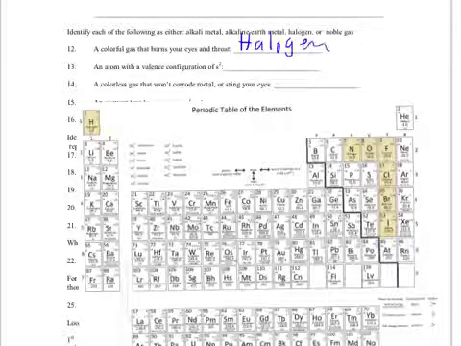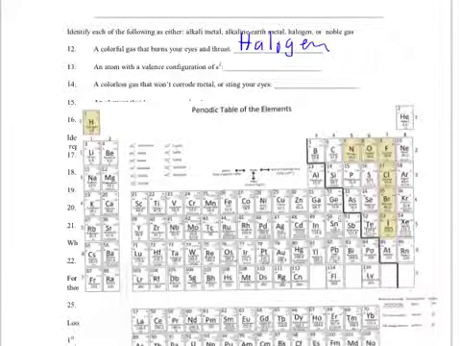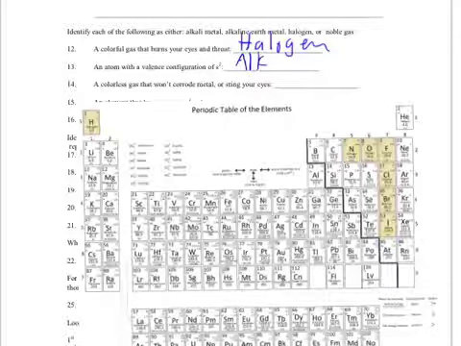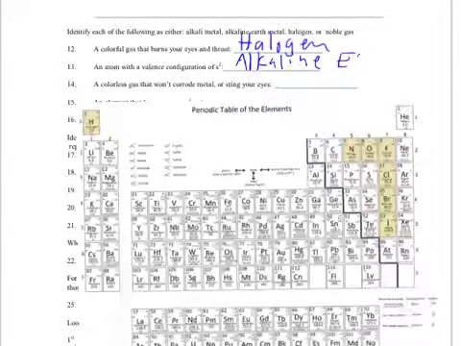Halogen. And then a valence configuration of S2. Well, these guys here have an S2 configuration. These ones here are the alkaline earth metals.